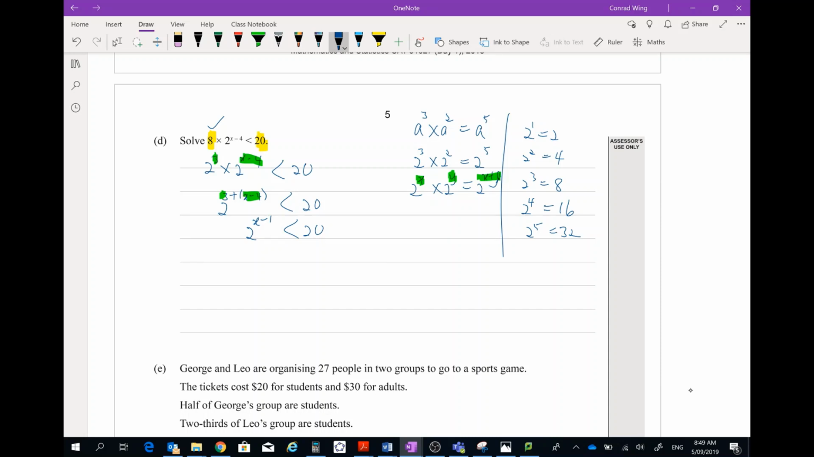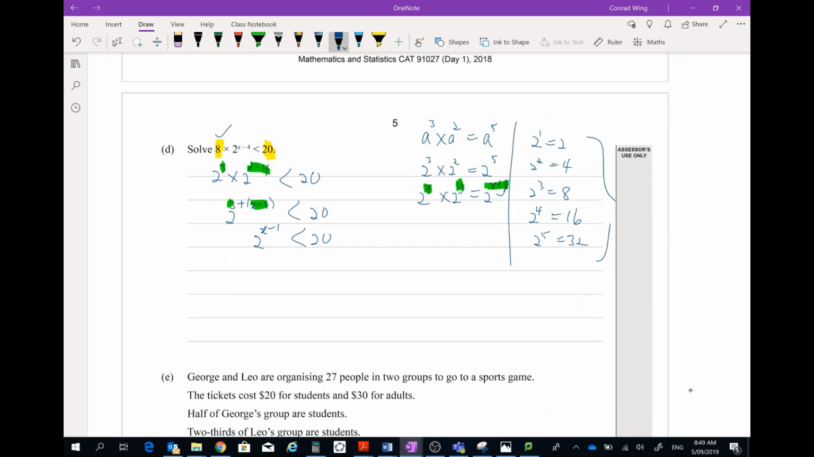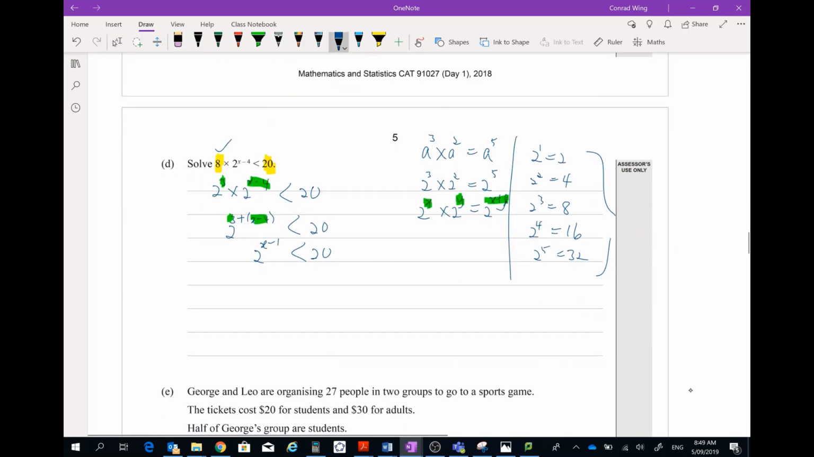Alright? So looking at this, which one of these nice powers of 2 is greater than 20? It's 5. So I know that this 20 is definitely less than 2 to the power of 5. See that? Why wouldn't you divide the 2 by the 20 though? No, don't, because you want to write everything with the same base. So that's the golden rule: everything to the same base.